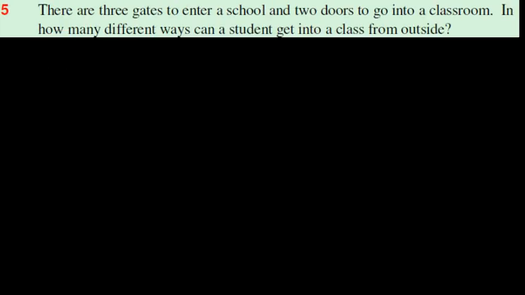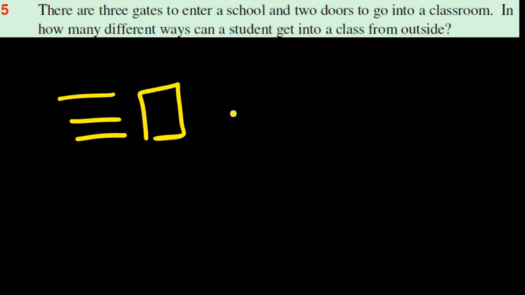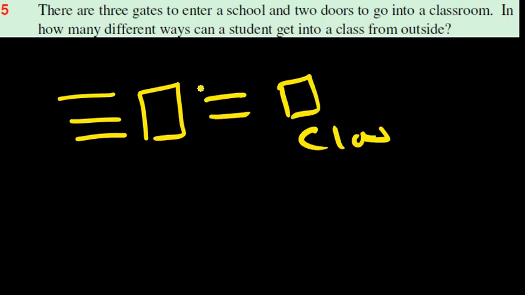The last question. There are 3 gates to enter a school and 2 doors to go into the classroom. That means outside there will be 3 ways, and then again 2 ways for the classroom. This will be the classroom. So in how many ways can someone enter the classroom?